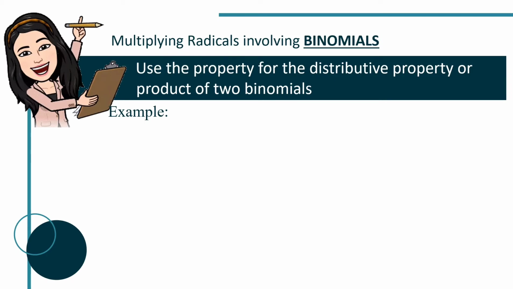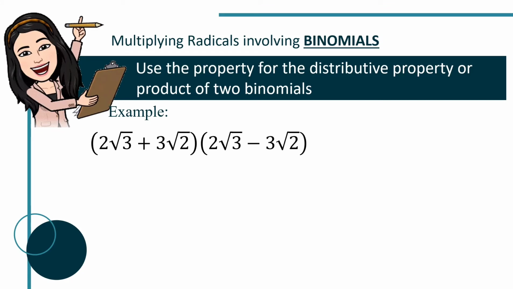Para mas malinaw, ano? Now, like for example, if our given is 2 square root of 3 plus 3 square root of 2 multiplied by 2 square root of 3 minus 3 square root of 2. So, if you notice, ang ating given ay parehas na binomial. So, we are multiplying two binomials. So, in this case, we need to apply the FOIL method. Pero, tingnan muna natin.